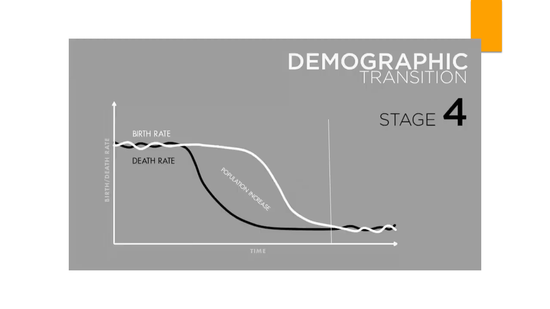Now let us see stage 4, where stability has been achieved, as in stage 1. Stage 1 is high birth rate and high death rate, but stage 4 is low birth rate as well as low death rate, where we have come to a stability. So this is the population which one can afford, right?